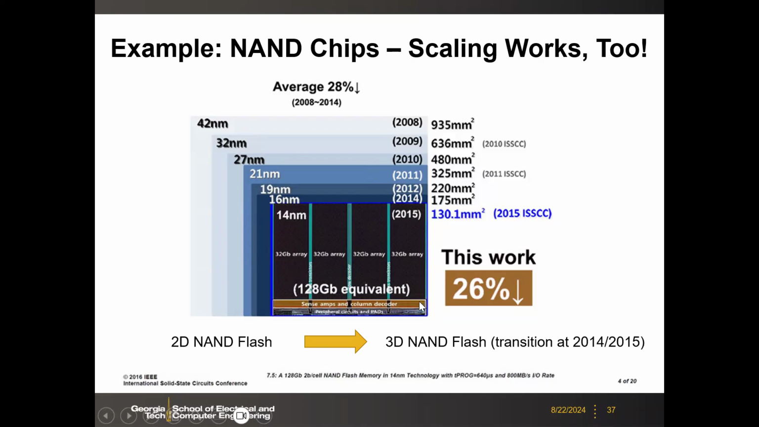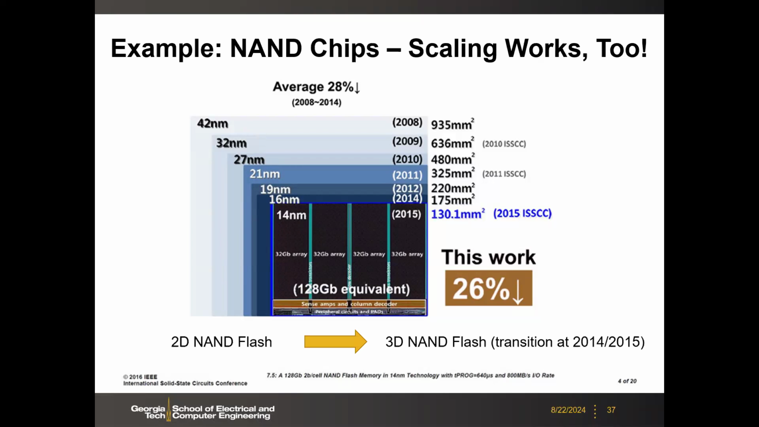So here you see the NAND bank, also, let's say they call it a plane. Here it has 4 planes. Each plane is like 32 gigabits. And in total, you have 128 gigabits for the entire chip. This is the last generation of the 2D NAND. We will talk about more on the 3D NAND when we move to the NAND Flash section.